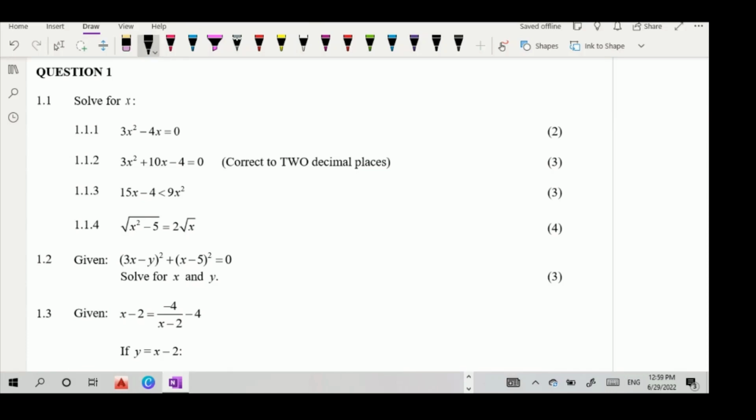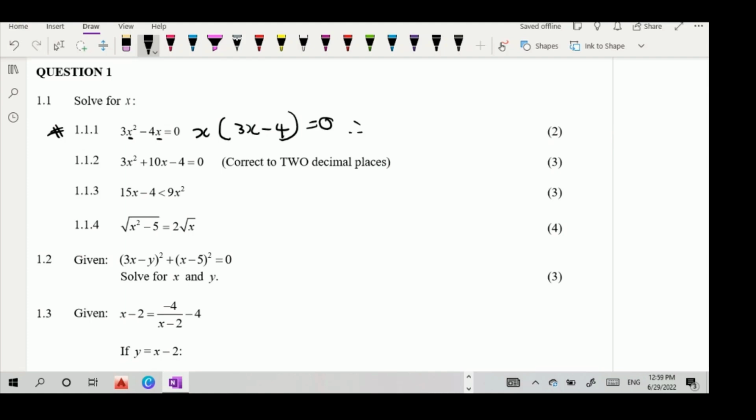Question 1.1.1, we are asked to solve for x. The first step we're going to do is factorize this problem. So we're going to say x into 3x minus 4. We are finding the factors of x squared, which is x. Then we factor it out and equate to 0.